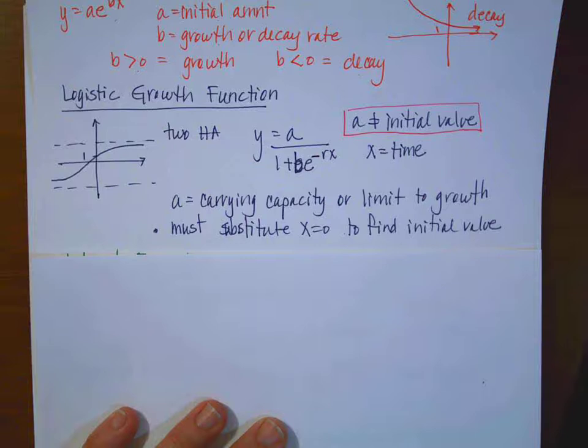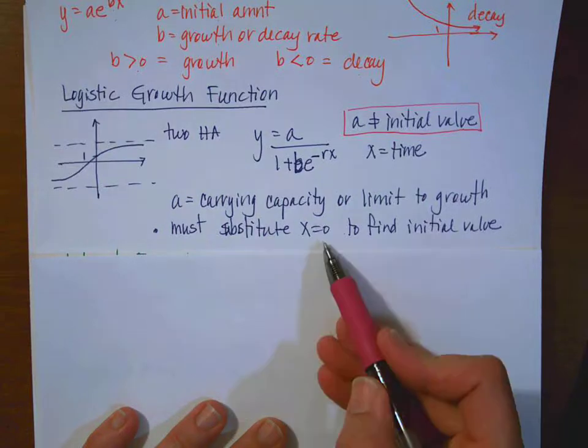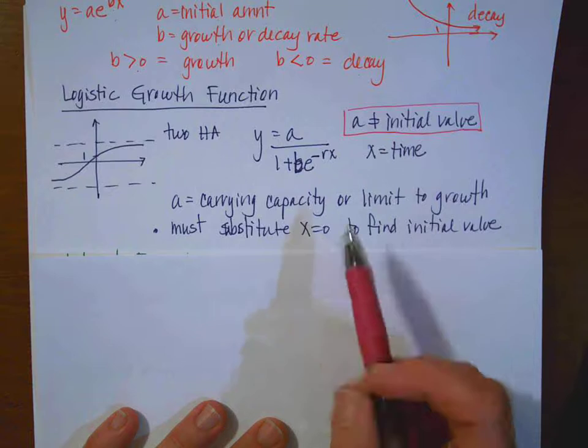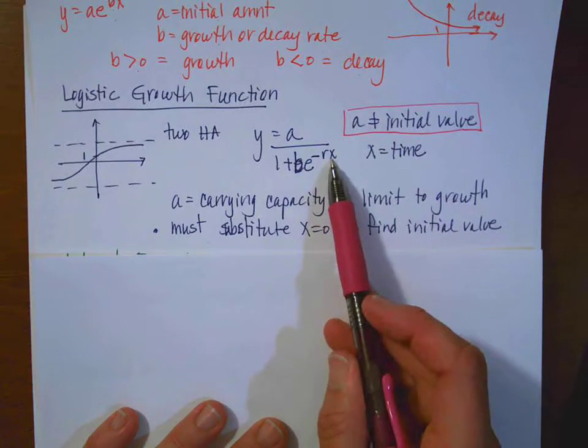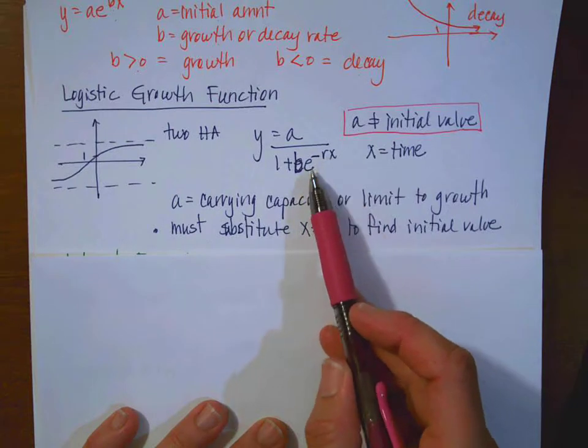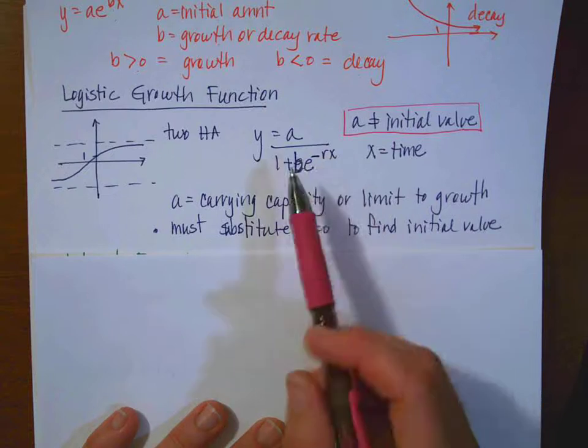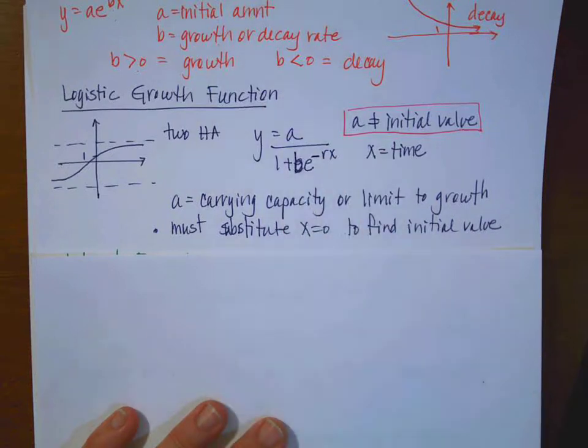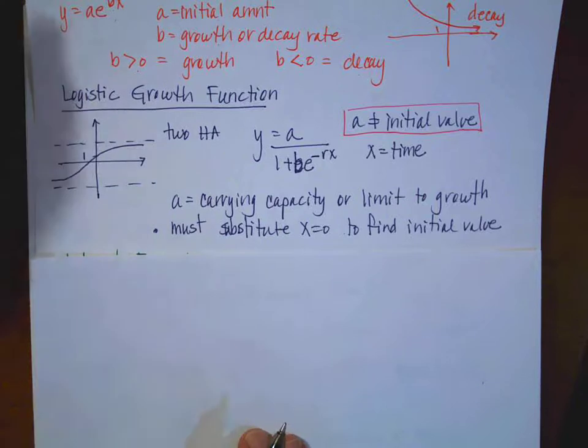For example, if you are building in Flagstaff, one of the limits to the growth of Flagstaff is the volume of water that is available. So the amount of water would be the carrying capacity or a limiting factor to growth. If I want to find the initial value in the logistic growth function, then I have to substitute in x is equal to 0 into this handy-dandy equation. E to the negative whatever the r is, it doesn't matter because anything times 0 is 0, and e to the 0 is 1. And then you would divide a by 1 plus b, and that would tell you what your initial value is.